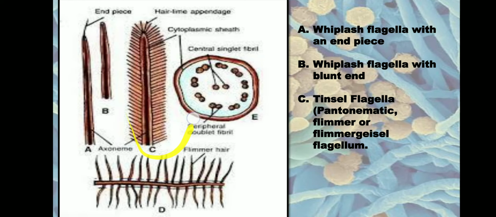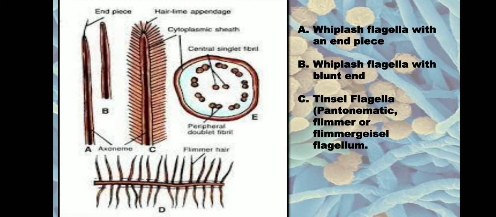And then the third type of flagellum is called a tinsel flagella. This tinsel flagella has so many hair-like appendages around the cytoplasmic sheath. These hair-like appendages arise from the axonema. So the tinsel flagella also has an axonema which is surrounded by the cytoplasmic sheath, and there are a lot of hair-like appendages present around this cytoplasmic sheath. Tinsel flagella is also called pantonematic flagella, flimmer or flimmer-geissel flagellum.